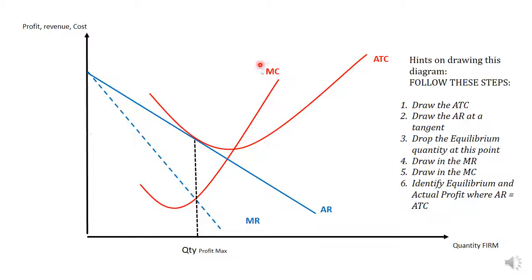Once you've done that, check the lowest point of ATC, check MR equals MC, here's your quantity. You go up here, and now you identify this equilibrium, where the average revenue equals the average total cost, therefore you're not making supernormal profits. And by following these steps, you'll be able to draw this, which is your long run equilibrium in monopolistic competition.